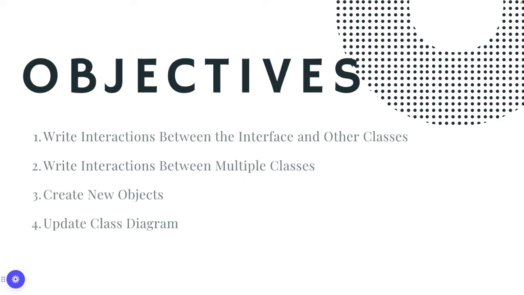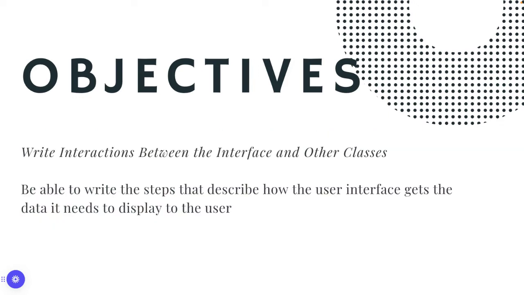So we're going to write interactions between the interface and other classes. We will write interactions between multiple classes, and we will create new objects, and we will update the class diagram as needed. Writing interactions between the interface and other classes.